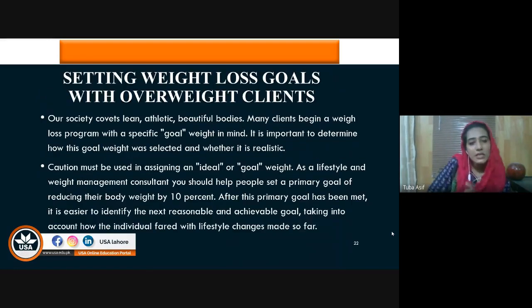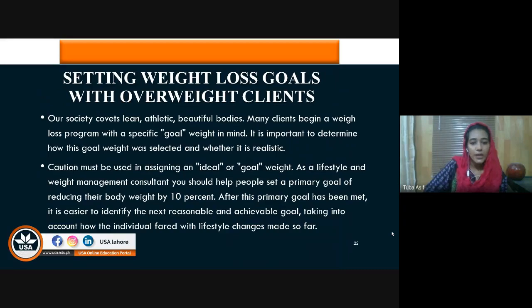So now let us discuss the weight loss goals that we set with overweight clients. As we know, there is so much pressure in our society to look more beautiful, to be lean in physique, and to have a zero body image. So many clients begin a weight loss program with a specific weight goal in mind. It is very important to determine whether this goal weight is realistic or unrealistic. Caution must be used in assigning an ideal or good weight.